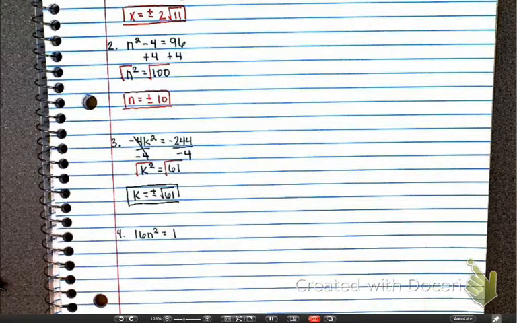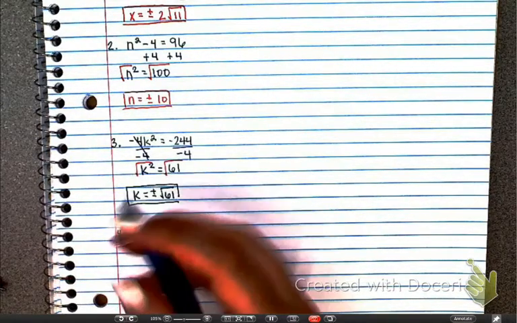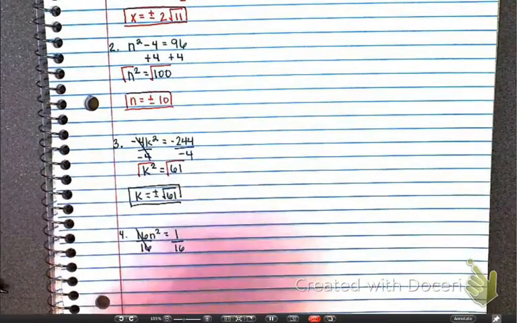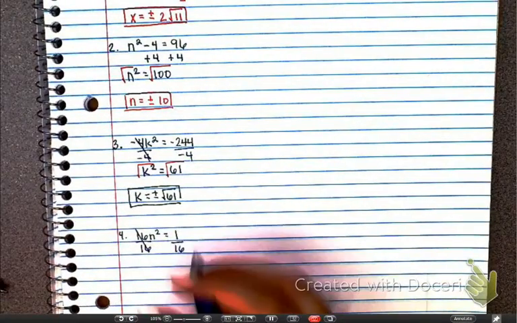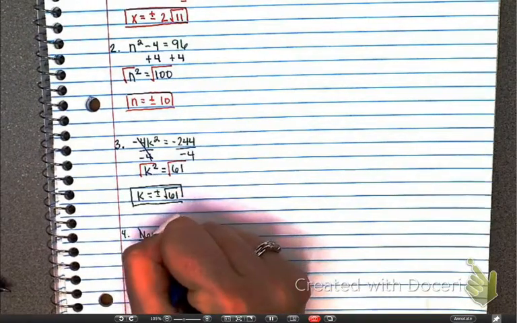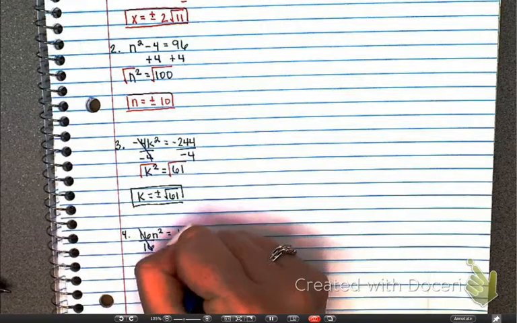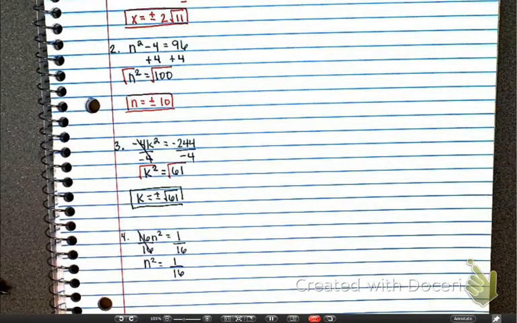So what would step 1 be? Divide by 16. Okay, so if I divide by 16, the 16s cancel, and I'm left with n squared equals what? 1/16. Do not make it a decimal. You're going to leave it as a fraction. But look how nicely this works out for us.